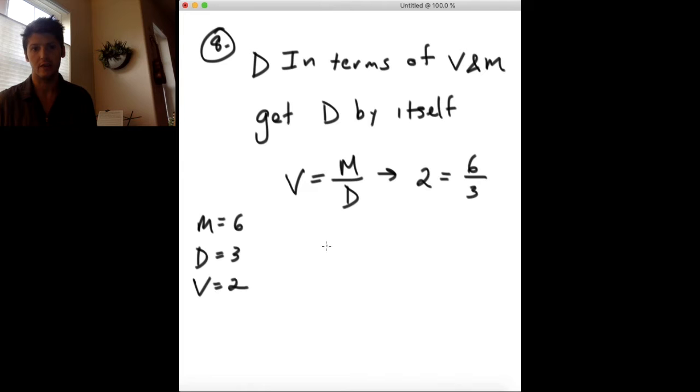Like, for instance, A would be saying that D, which is 3, equals 1 over 6 times 2. So, of course, that's not right. So on and so forth. You could try all these out. Answer choice B would say that D, which is 3, equals 6, which is M, over V, which is 2. And yeah, that works. The other ones won't work.